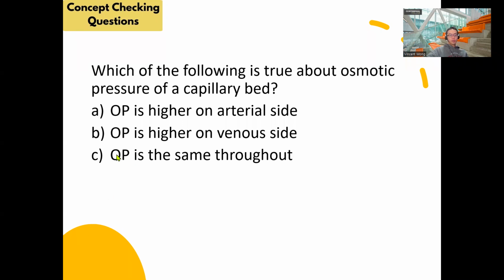Again, most of you got it right. OP is the green arrows. The green arrows don't change from one side to the other, and so the correct answer is C.